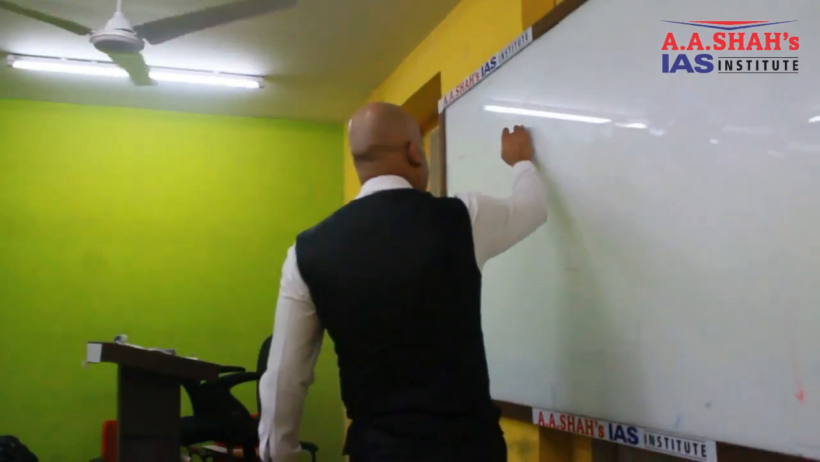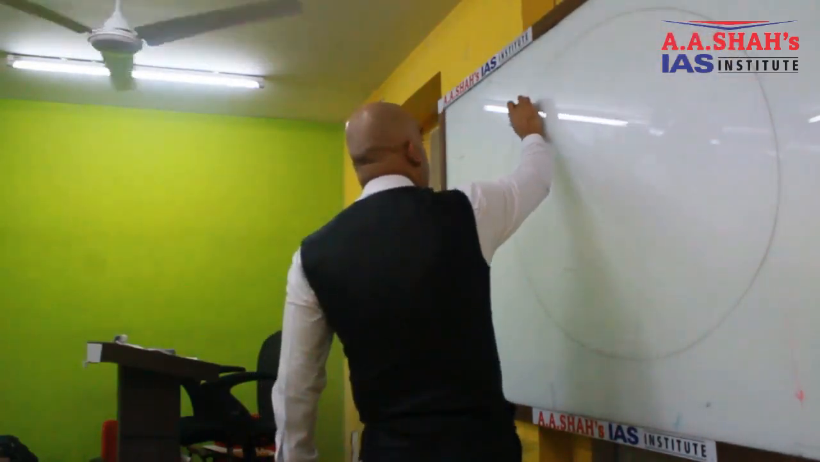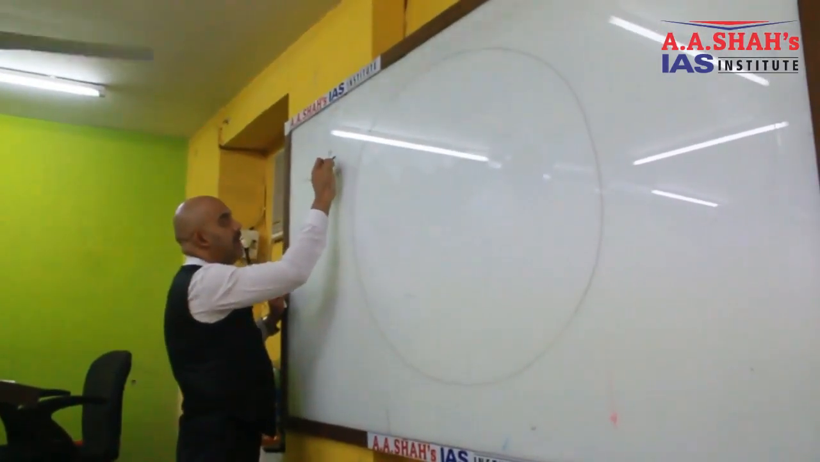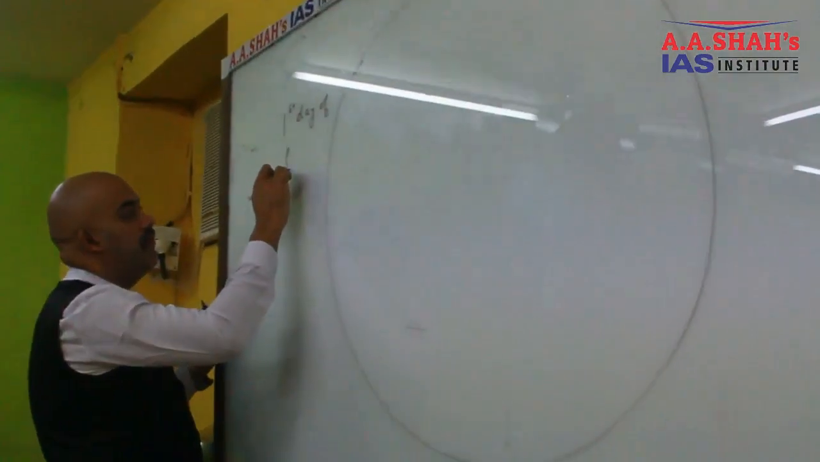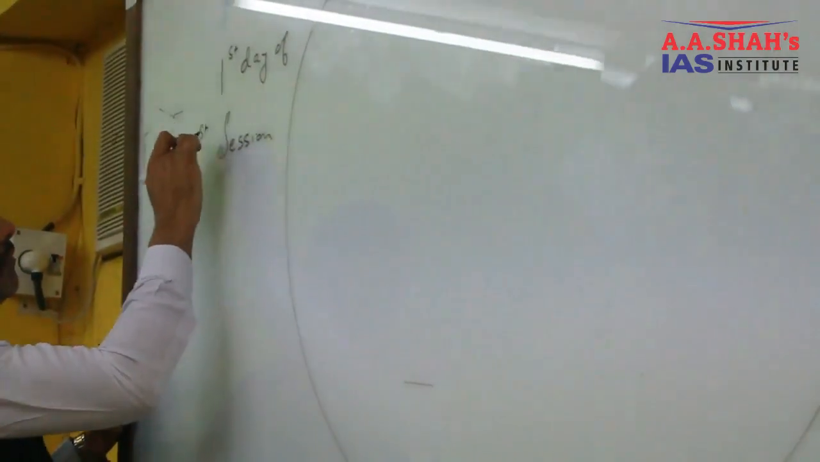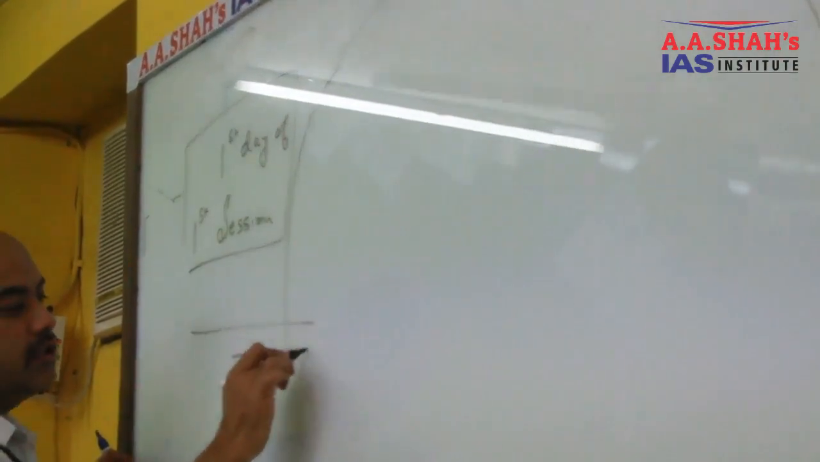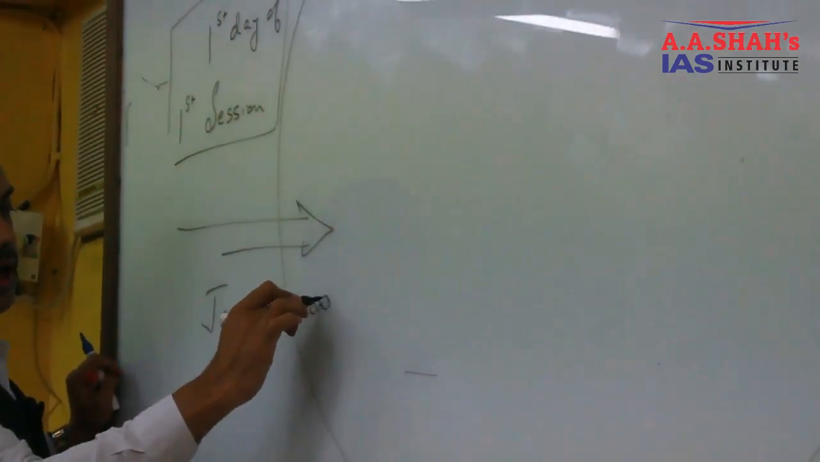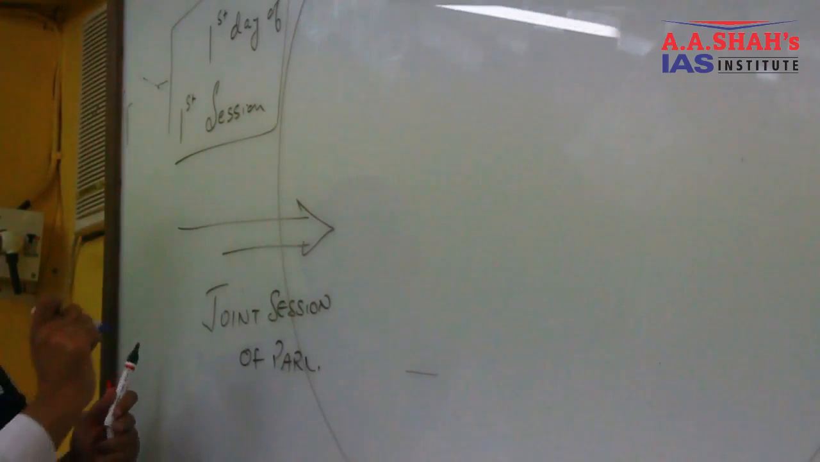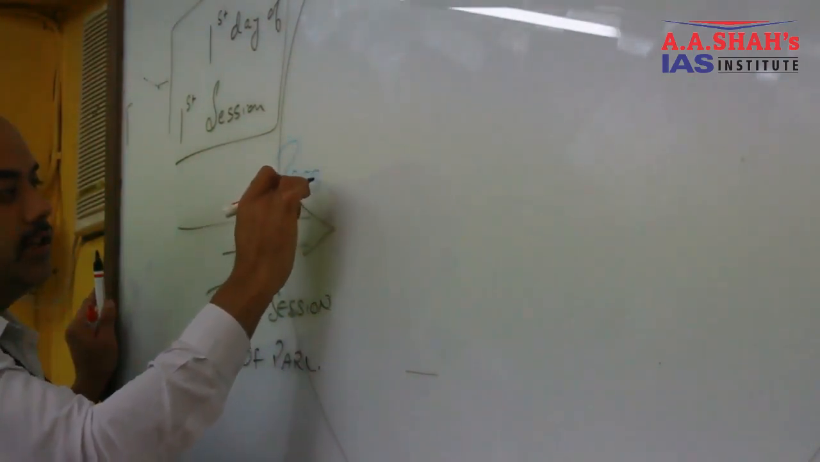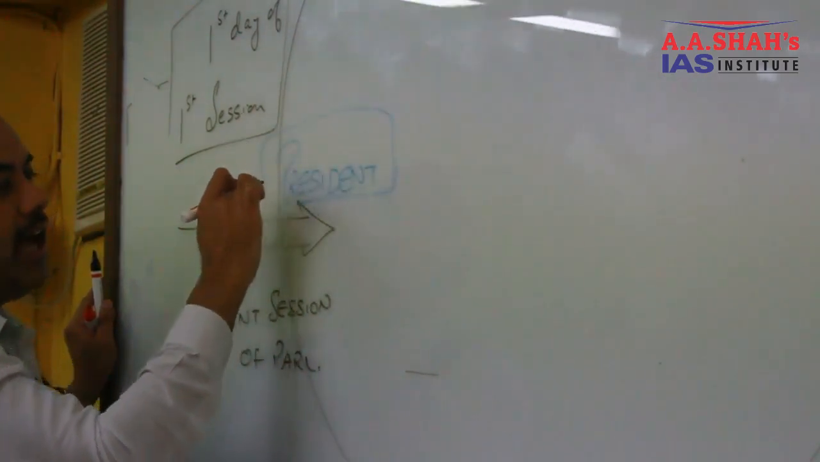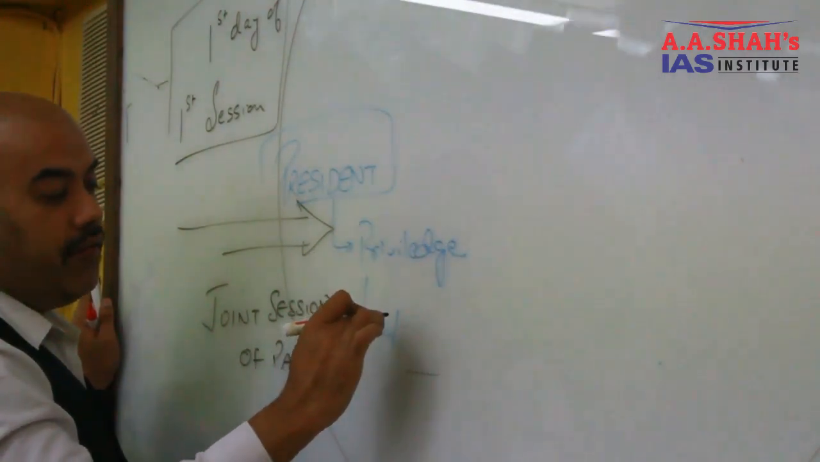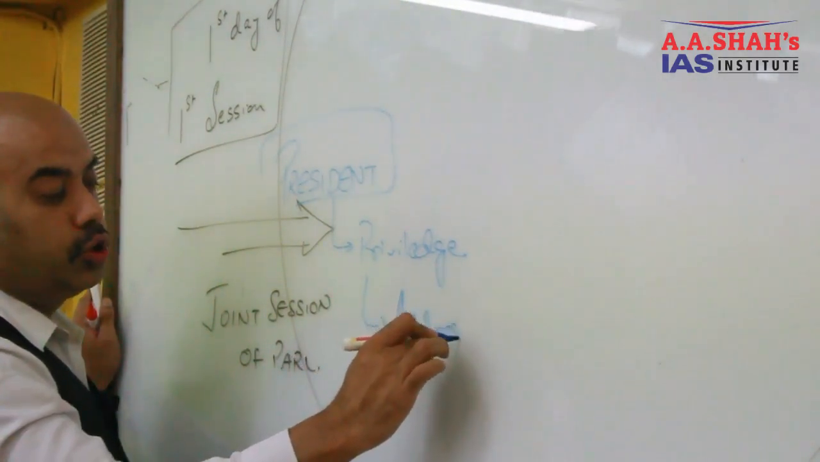Now there is one very big day in terms of the parliamentary action. The first day of the first session, you have what is called a joint session of the parliament. I hope everyone knows. On this day, one gentleman arrives here. He is the president. And the president has the privilege, one of the privileges of the president, to address the joint session of the parliament.